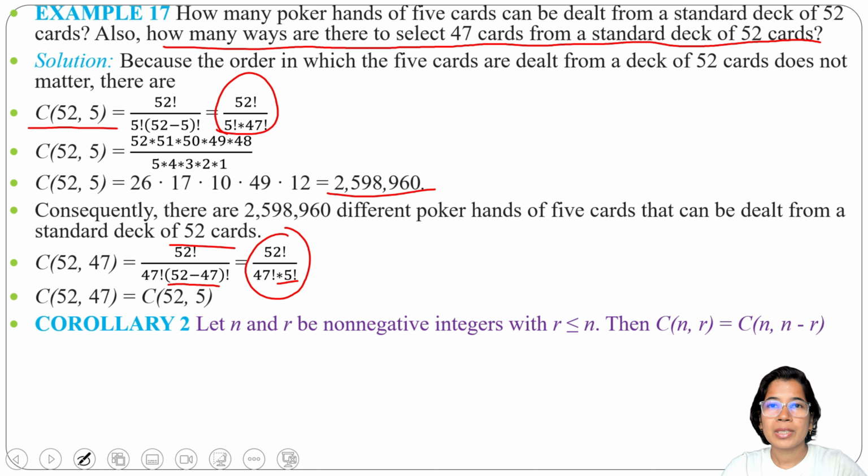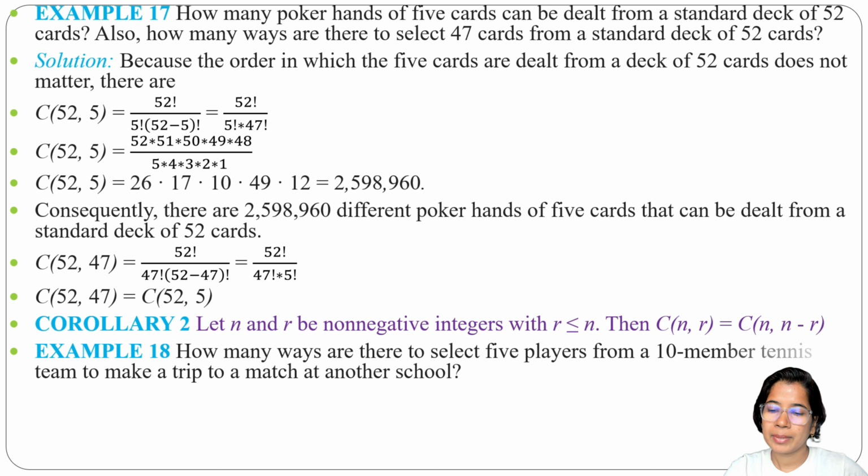So here also the result will be the same, 2598960. Now from this we can conclude a corollary, corollary 2. Let n and r be positive integers with r less than or equal to n. Then C(n,r) equals C(n, n minus r). So the combination of n, r and the combination of n, n minus r, both values are the same, both are equal.